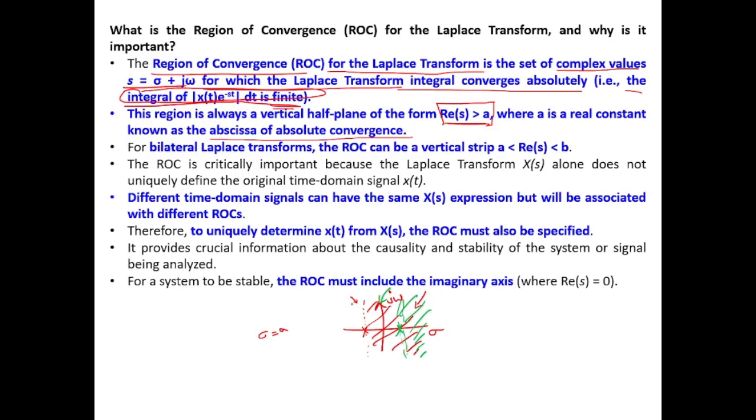Now if our signal is anti-causal in nature, then what happens? The region of convergence will be on the left hand side. Now if we have a plane with two poles like this, say A1, A2, usually the region of convergence should be the overlapping plane like this.